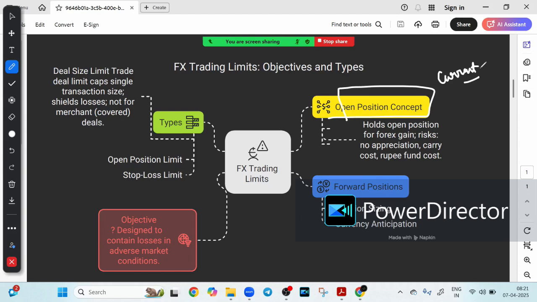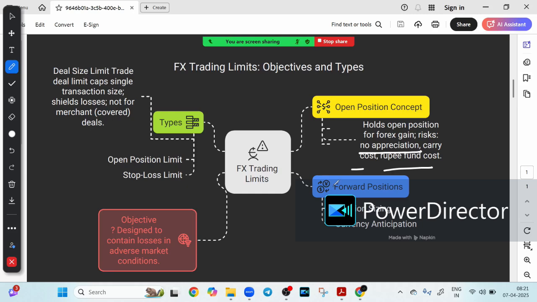But it comes with the onset of risk. Obviously, the risks are there. The bank has kept the open position expecting to gain from forex movement, but there are some risks also, like the market may not appreciate as expected. The first risk is no appreciation, the second is the carry cost, and the third is the rupee fund cost, all of which add up.